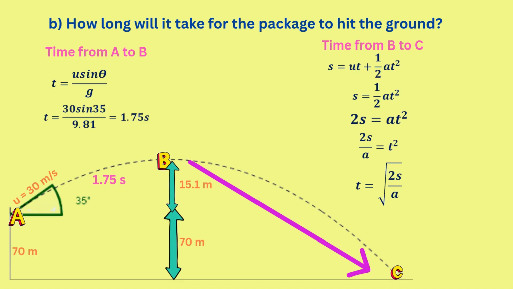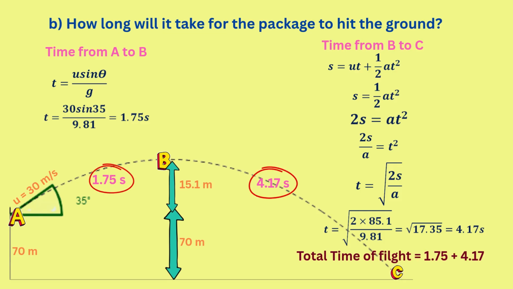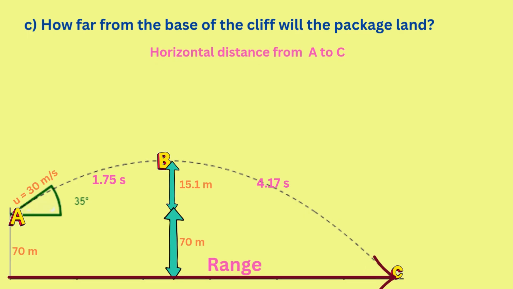The vertical displacement from B to the ground is 85.1 meters, so s is 85.1, and as usual, g is 9.81. Hence, t equals 4.17. So the time taken from B to C is 4.17 seconds. So the total time taken for the package to reach the ground is 1.75 plus 4.17 equals 5.92 seconds.